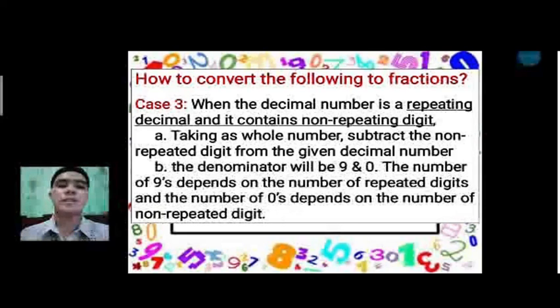Then the result is your numerator, that is 1233. Then the denominator will be 9 and 0. That is always when the given is repeating and has non-repeating digits. So the number of 9s depends on the number of repeated digits. And the number of zeros depends on the number of non-repeated digits.